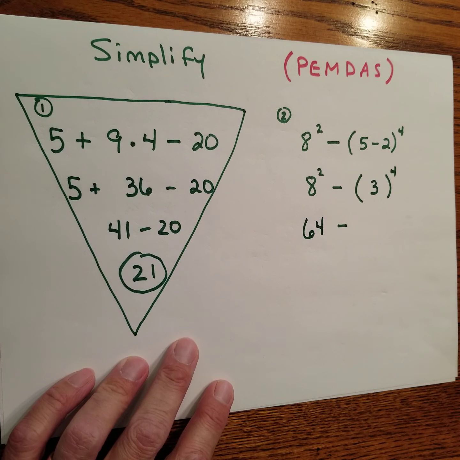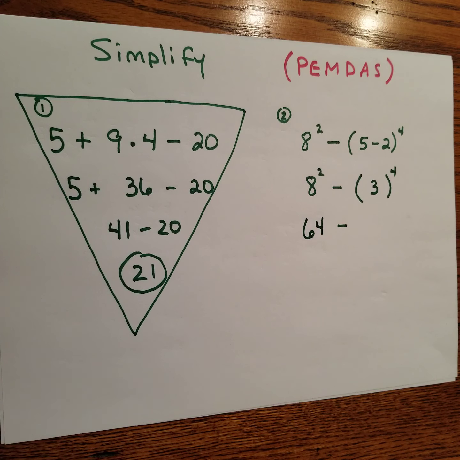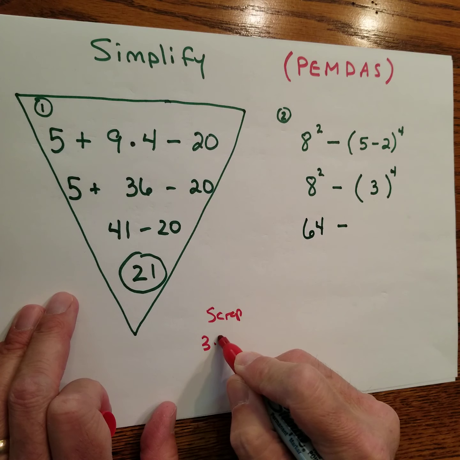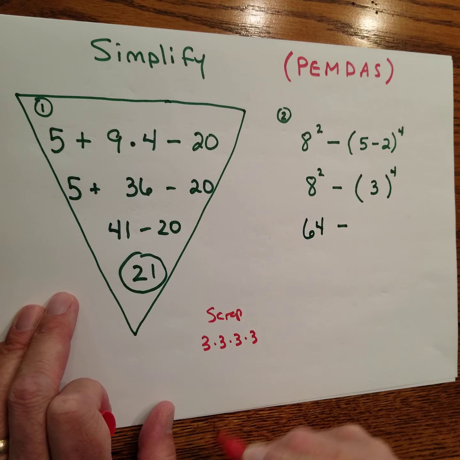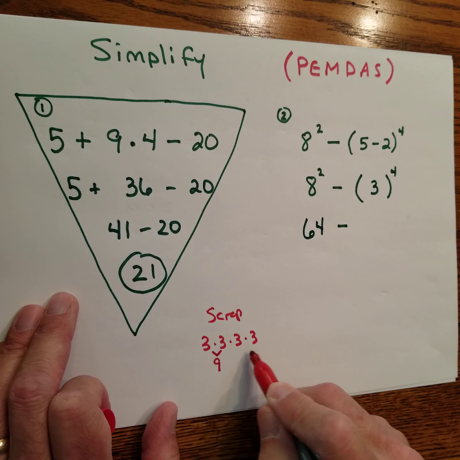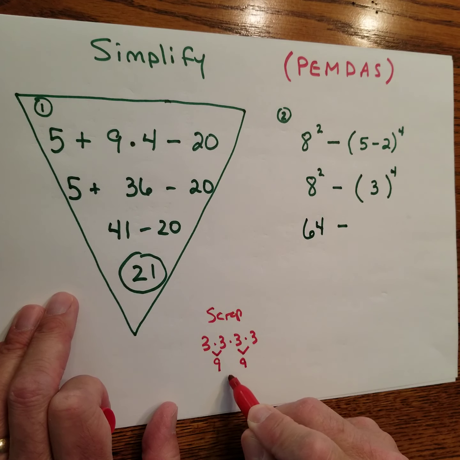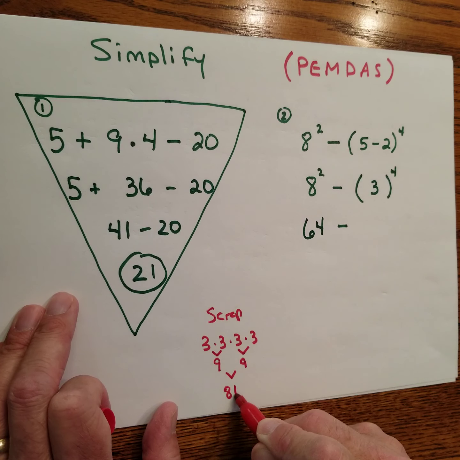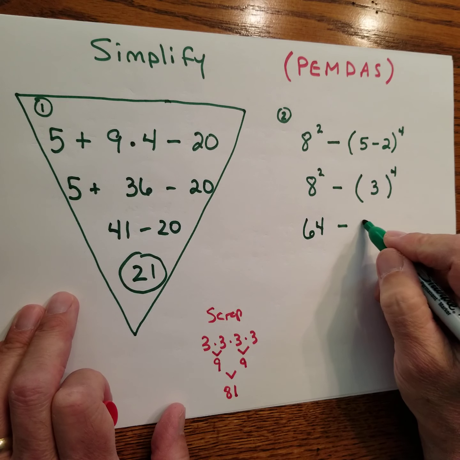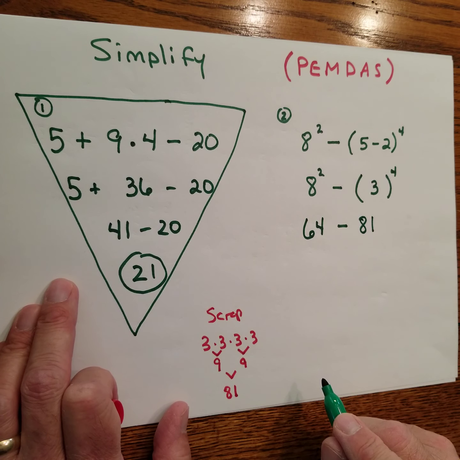3 to the fourth power, that's not so easy. Let me come off down here onto scrap paper and let's get 3 to the fourth power. Where 3 times 3 is 9, 3 times 3 is 9, and 9 times 9, 81. Okay. 3 to the fourth power is 81.